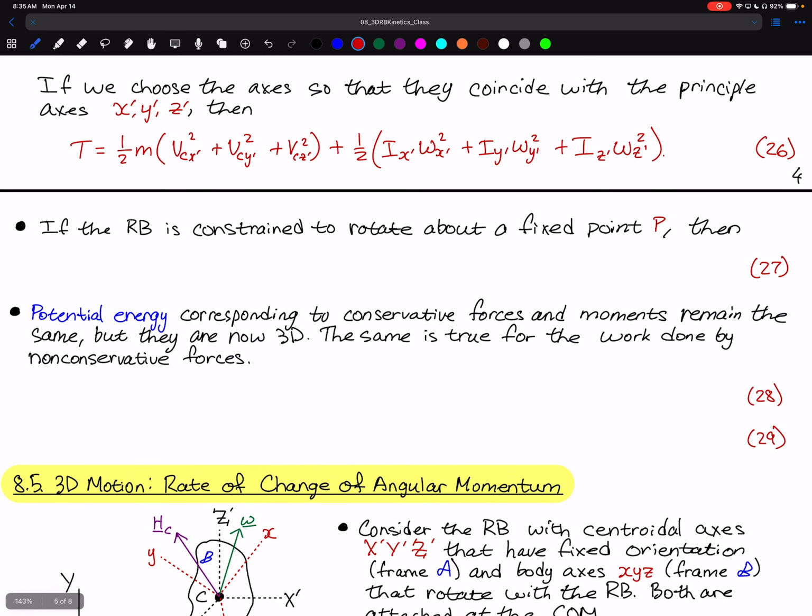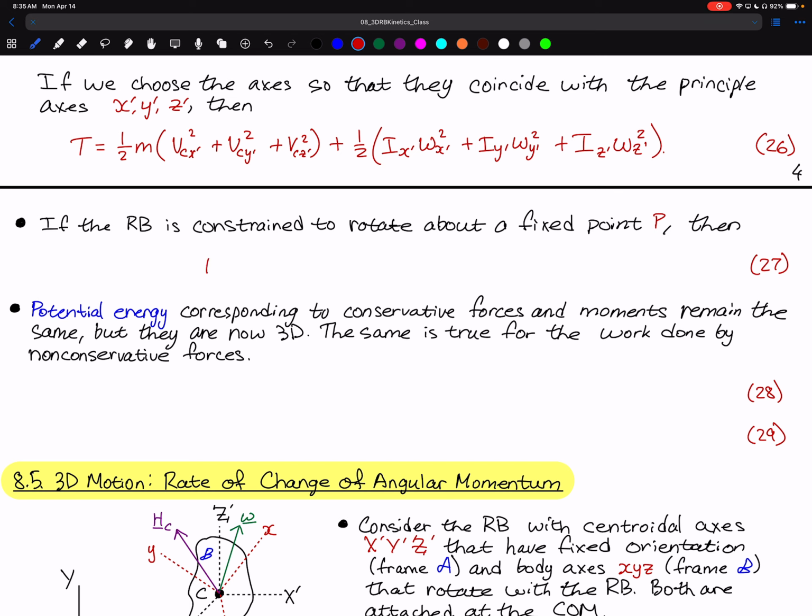All right, if the rigid body is constrained to rotate about some fixed point, then the kinetic energy reduces down to being equal to 1/2 omega sub p dotted with the angular momentum h sub p. So we lose all of the translational kinetic energy because it cannot translate.